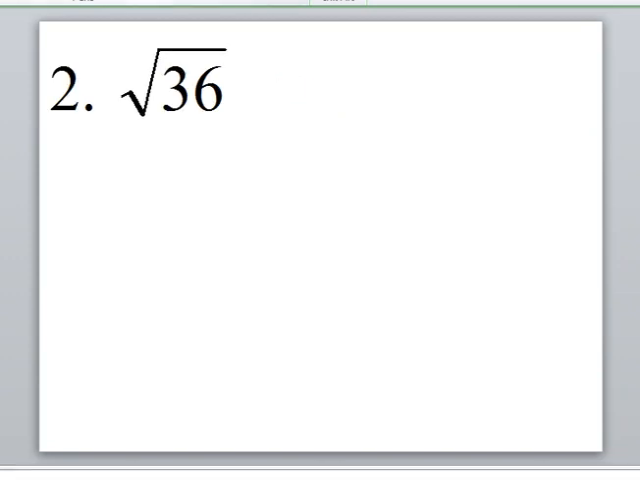In my second example, again I have a perfect square. So the square root of 36 is 6. It's really plus or minus 6 because it could be a positive 6 or a negative 6.